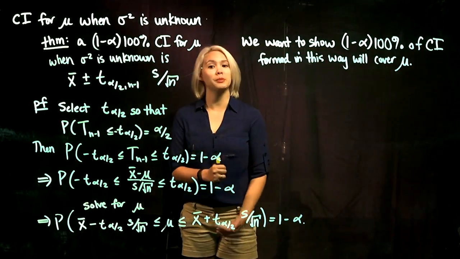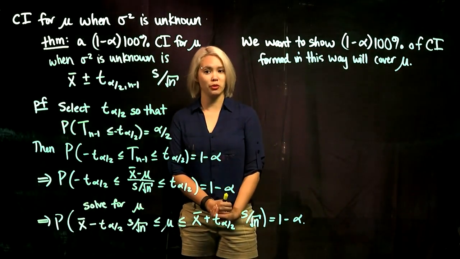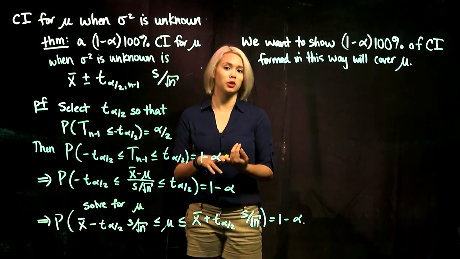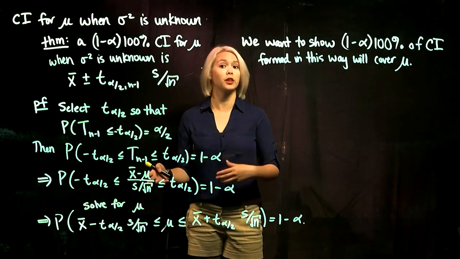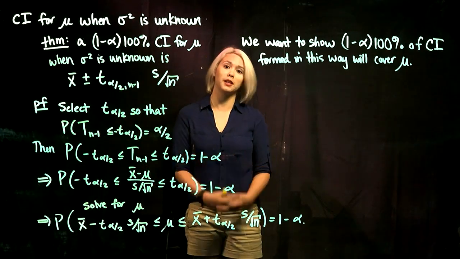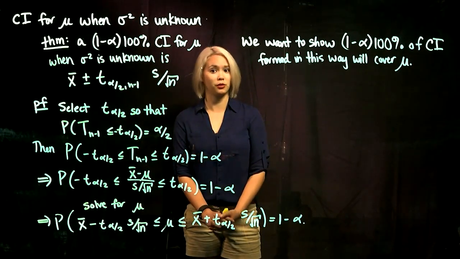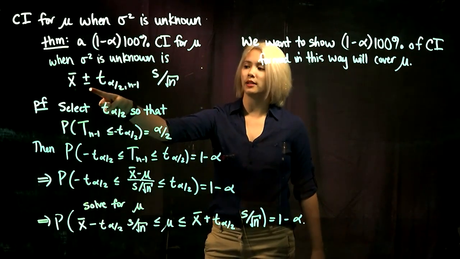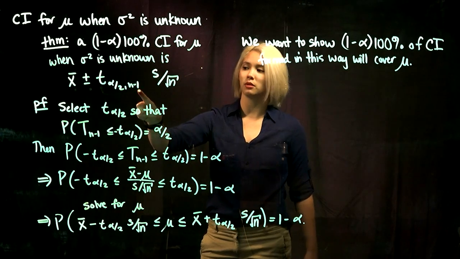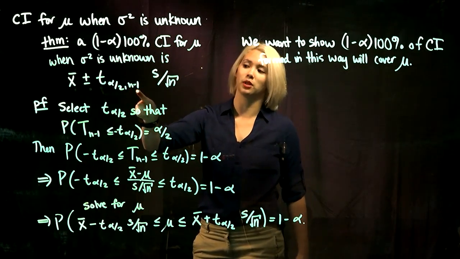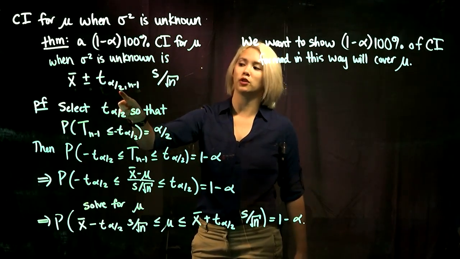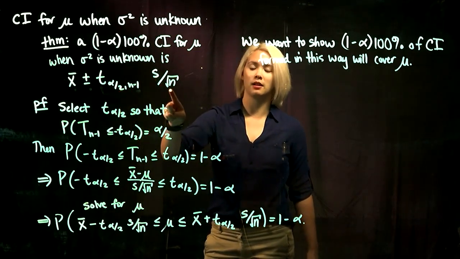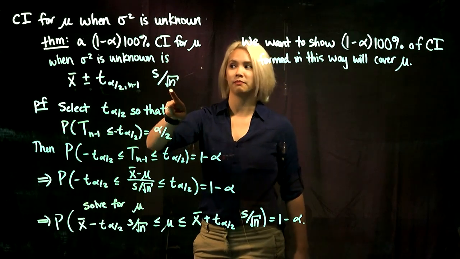In this video, we're talking about confidence intervals for mu when sigma squared is unknown. So mu is unknown and sigma squared is unknown. In the previous video, I said that if you want a (1 minus alpha) times 100% confidence interval for mu, that is going to be x bar plus or minus this specially chosen quantile from a t distribution with n minus 1 degrees of freedom, so that we have alpha over 2 in the tail, times the sample standard deviation divided by the square root of the sample size.